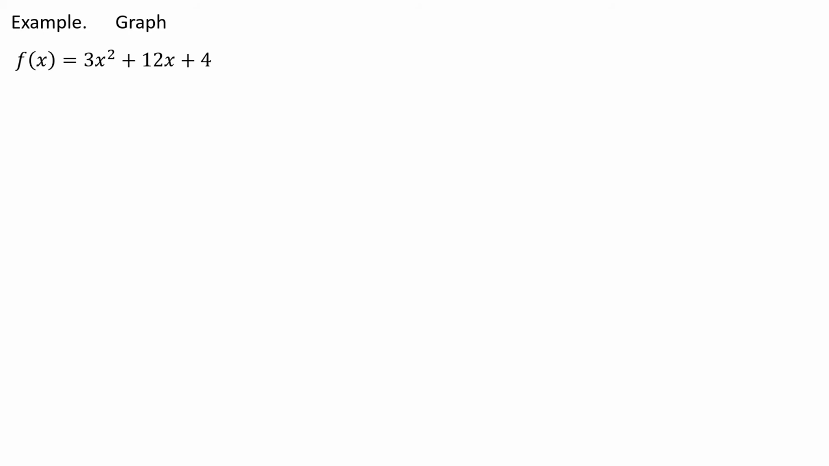So let's do an example. We've got a function of x, and it's equal to 3x squared plus 12x plus 4. It's in the correct order, so I can proceed. I know the x coordinate of the vertex is minus b over 2 times a.